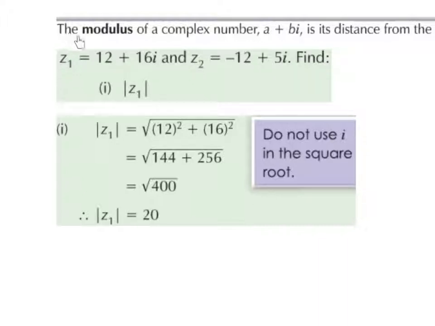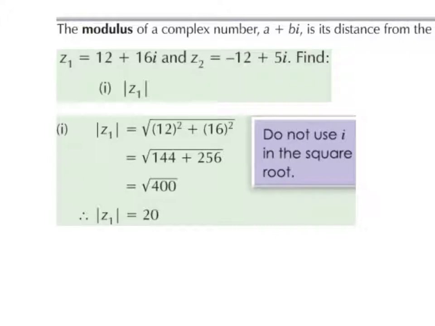The modulus of a complex number a plus bi is its distance from the origin, so the centre 0, 0. So the modulus of a complex number is the distance from the origin. This is very important to learn off. So z1 is equal to 12 plus 16i, and z2 is equal to minus 12 plus 5i. We want to find the modulus of z1. So these two lines, we are used to calling them distance or length, but now in this chapter on complex numbers, they represent modulus. So the modulus of the complex number.